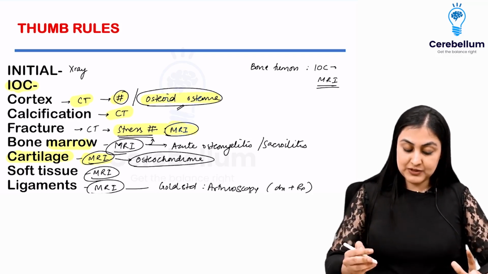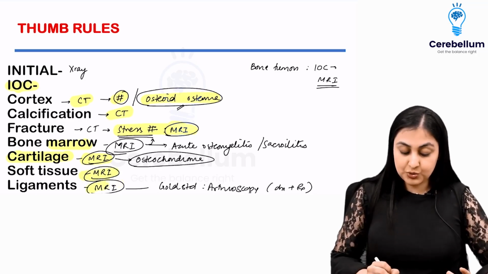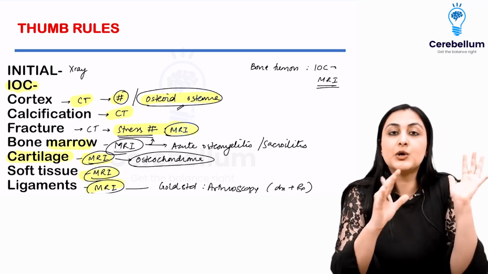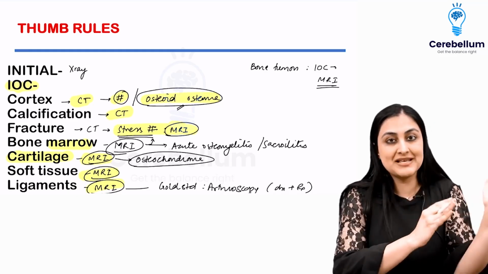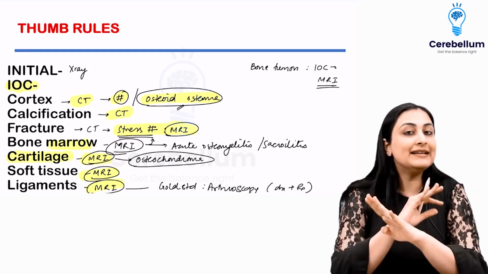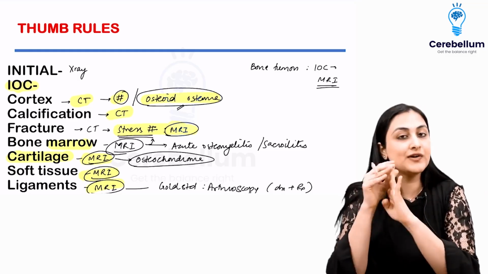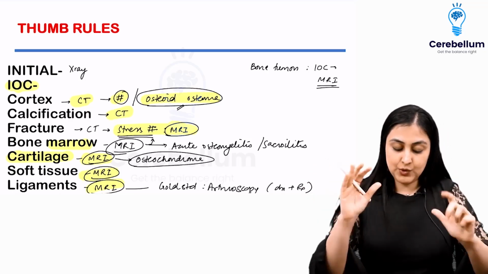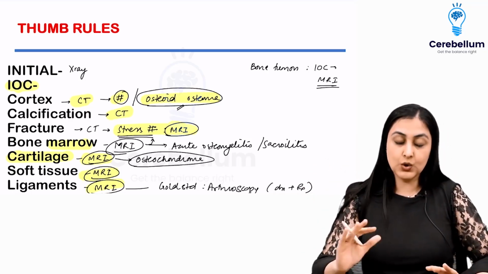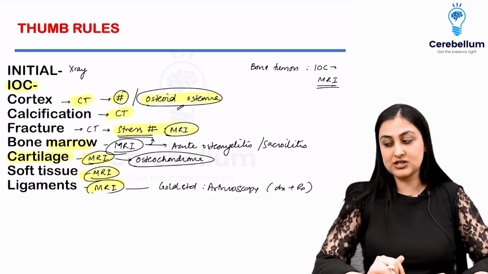Okay, so these are your thumb rules, just to give you an overview. Anytime we're talking about cortex calcification, the best is CT scan, and anything else, that is bone marrow, cartilage, ligaments, soft tissue, we are going to rely on MRI. Okay, so this in a nutshell takes care of the concepts as far as investigations are concerned.